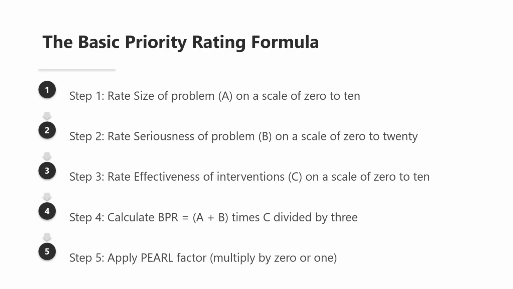If any Pearl factor is 0, the entire BPR score is multiplied by 0, effectively eliminating that health problem from consideration. For example, a problem might score high on size, seriousness, and effectiveness, but if it is not legally permissible for your organization to address it, the Pearl factor eliminates it. Practice a few calculations with this formula, and you will feel confident when you see it on the exam.